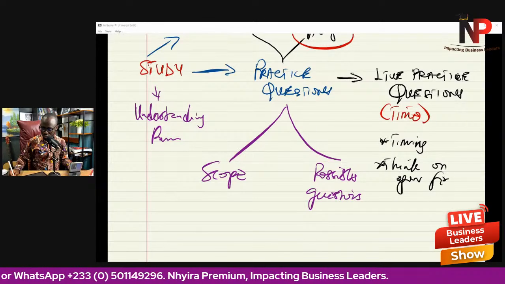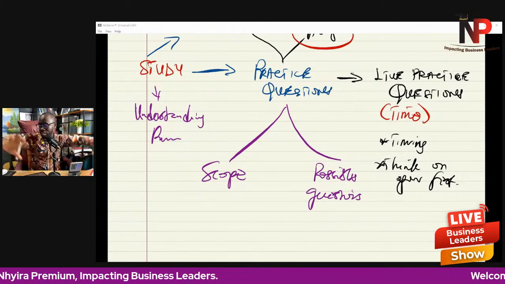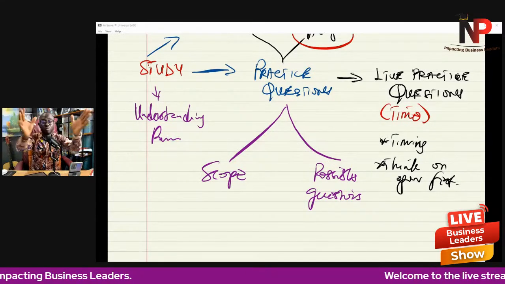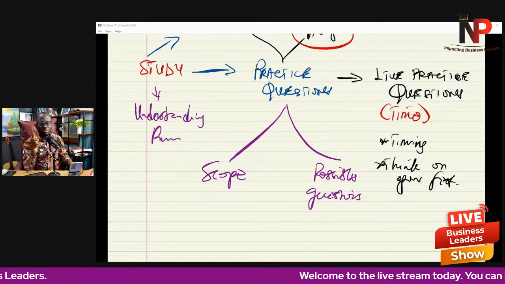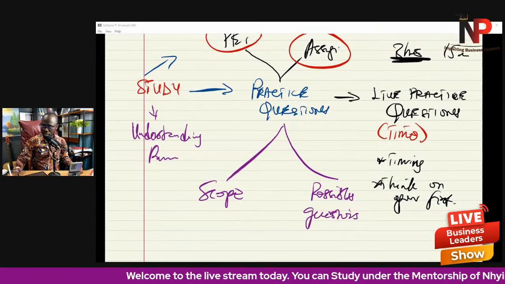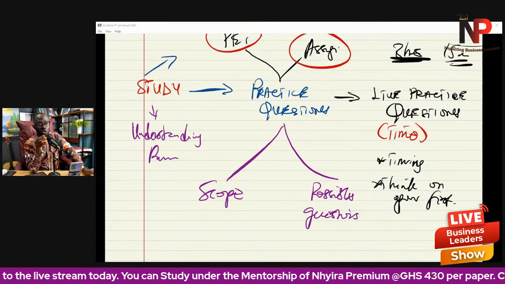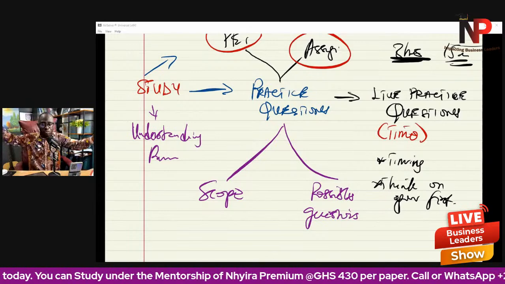So you can think on your feet, literally. Because like I said, if we give you all the time in the world, you may be able to do the work. But the examination is 3 hours. You have reading time of 15 minutes. Practically you have 3 hours, 15 minutes. So you have to train yourself timely.